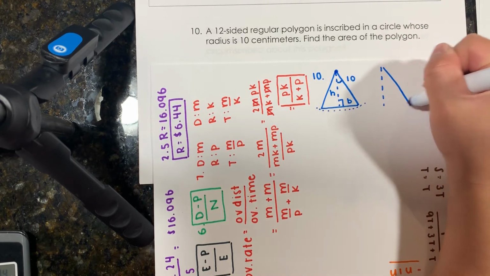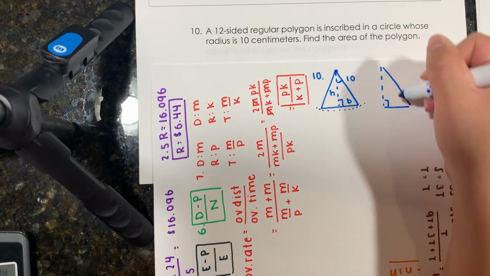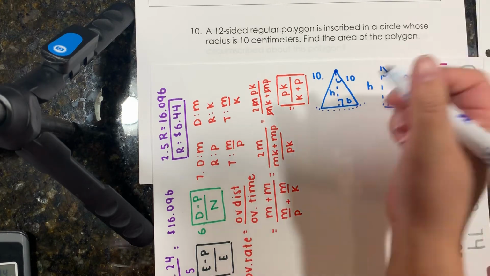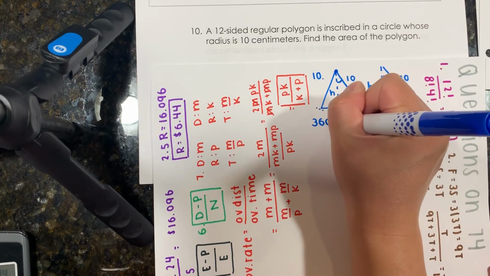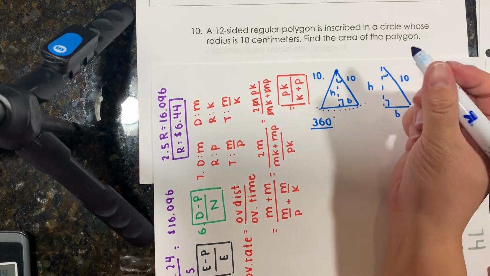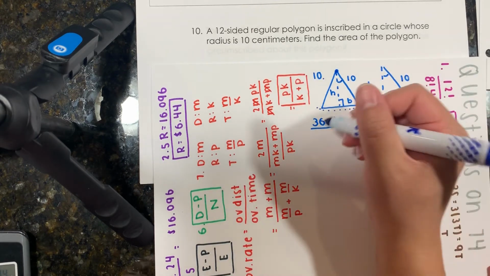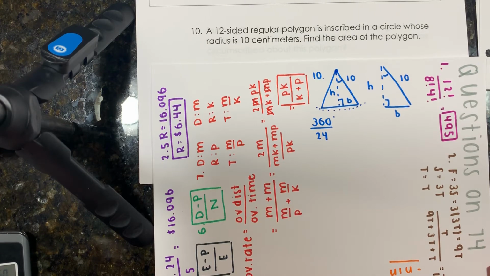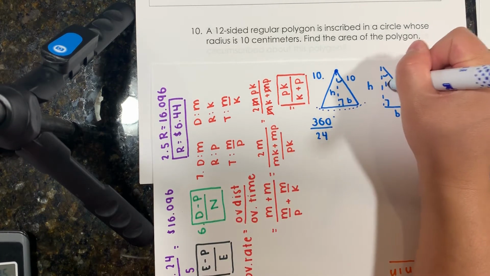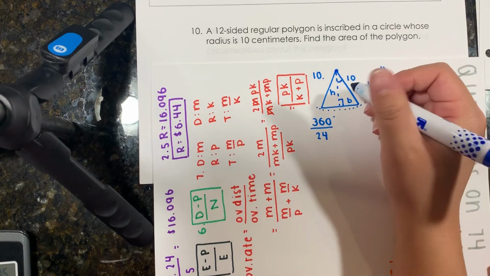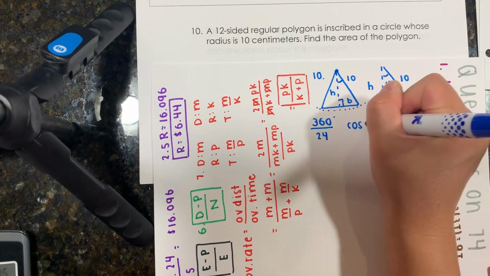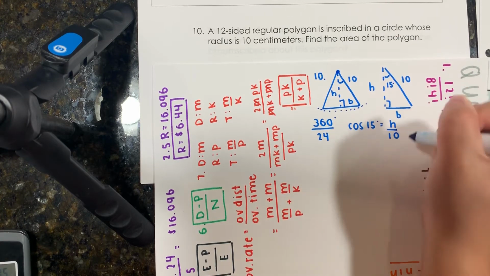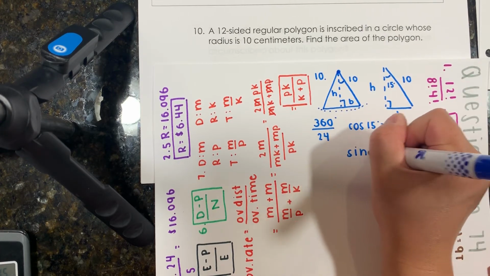And I'm going to exaggerate it over here. And the way you do that is you take 360 and you divide it by how many right triangles there are, which is always double the number of sides. So this would be 24. And we get our angle of 15 degrees. Now I'm going to use cosine to solve for the height and sine to solve for the base.